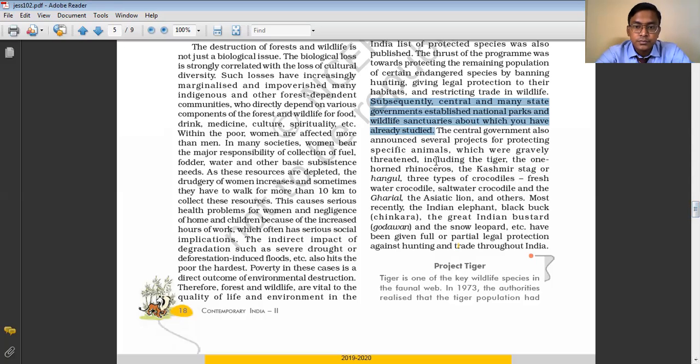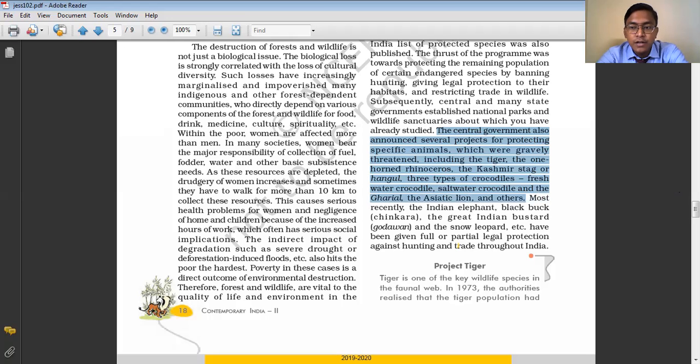The central government also announced several projects for protecting specific animals which were gravely threatened, including the tiger, the one-horned rhinoceros, the Kashmir stag or the hangul, and the three types of crocodile, that is the freshwater crocodile, the saltwater crocodile, and the gharial. Programs were also launched for the protection of the Asiatic lions and others.